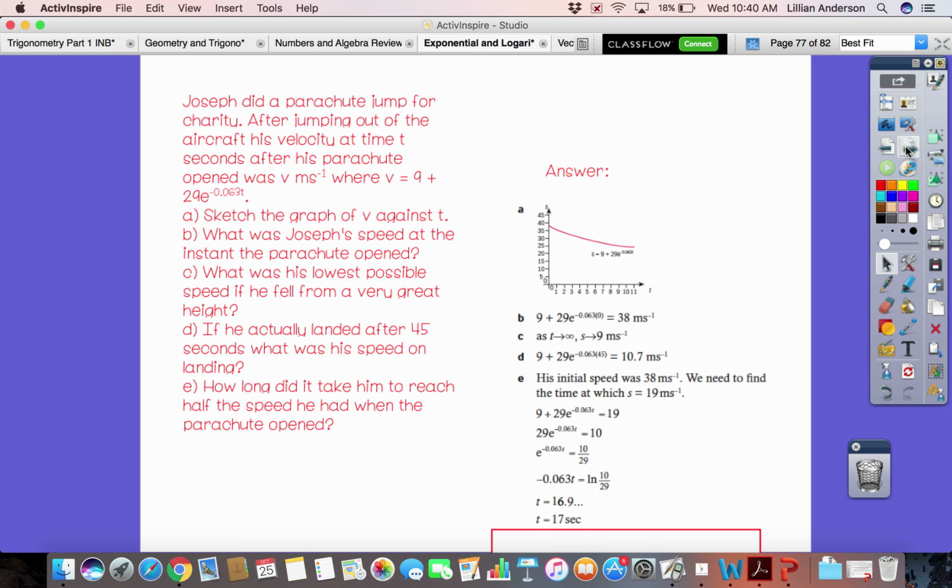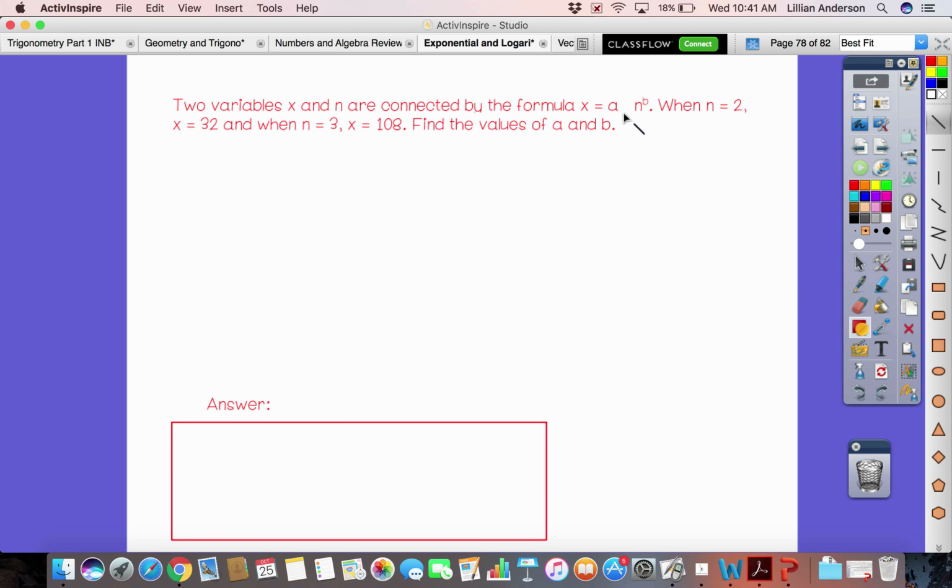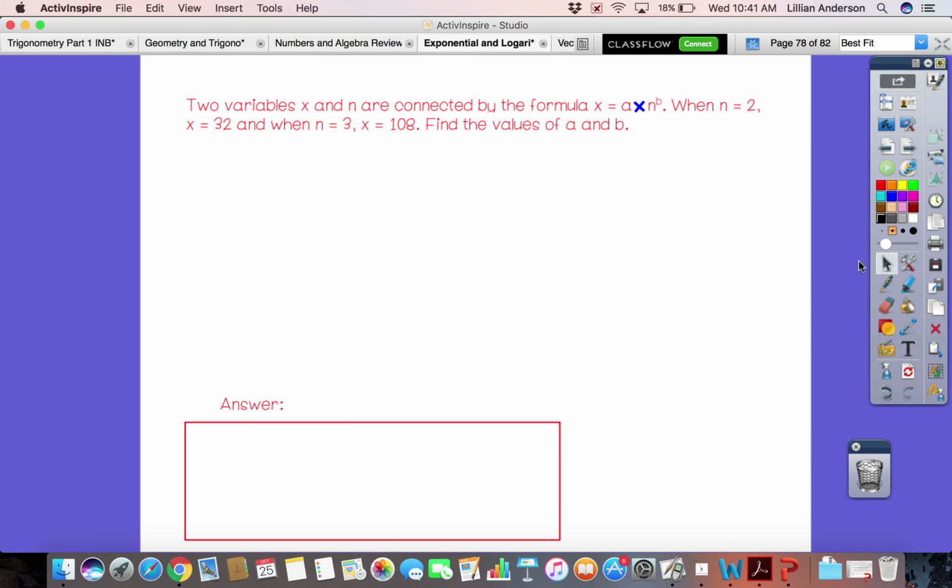All right, so for the last one, I forgot to include the binary x in this problem, so I do apologize. Okay, so it says two variables x and n are connected by the formula x equals a times n to the b. When n is 2, x is 32, and when n is 3, x is 108. Find the values of a and b.